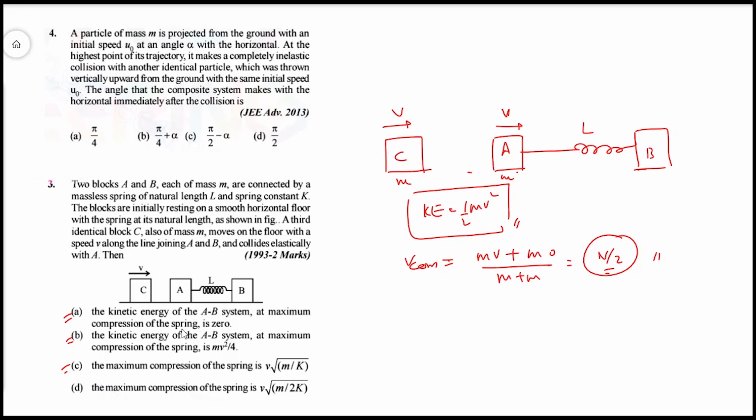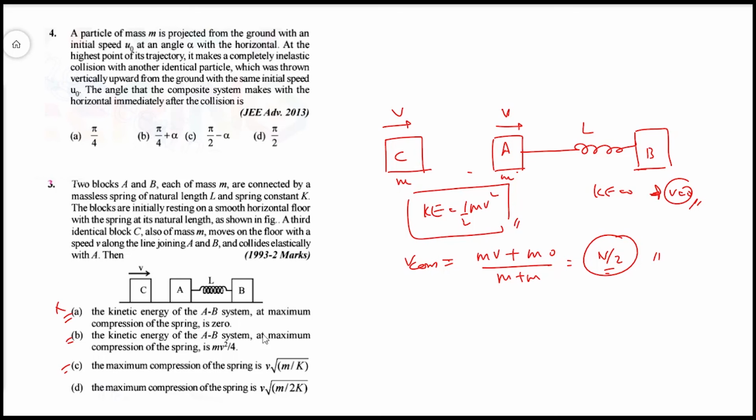So even at the maximum compression, you cannot have the kinetic energy of the system be 0, because saying K is equal to 0 means the individual speeds are also 0, and that's not possible because the momentum of the center of mass is never 0. There has to be some non-zero velocities for A as well as B such that the velocity of the center of mass is v by 2. So this option A is not correct.